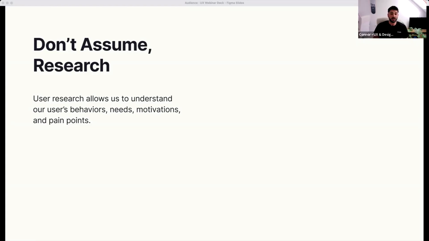User research allows us to understand our users' behaviors, understand their needs, their motivations, and their pain points. Without this knowledge, we risk creating an experience that doesn't communicate in the right way and to the right people. And it's an experience that doesn't allow for the goals of the organization to actually be achieved.